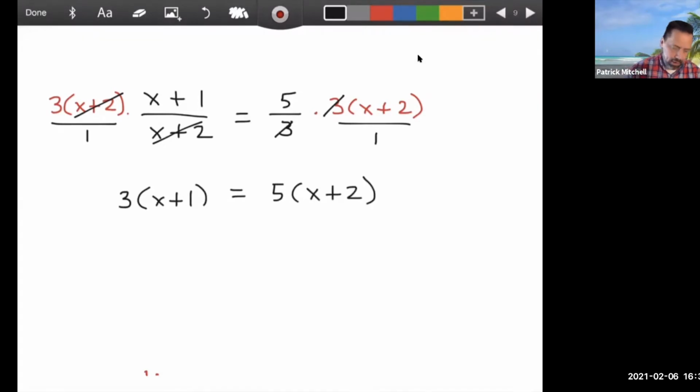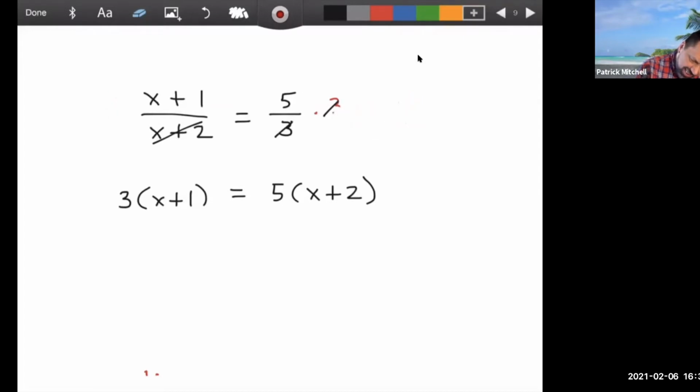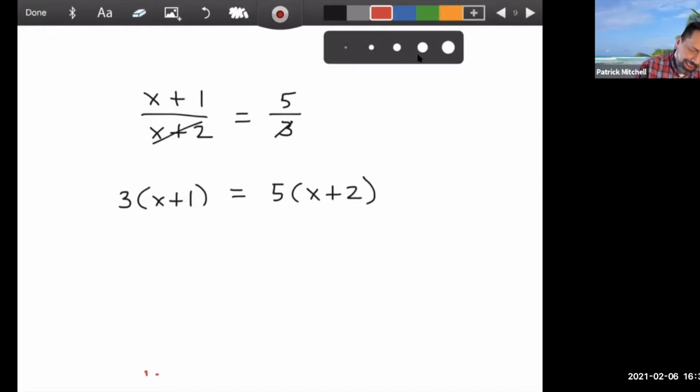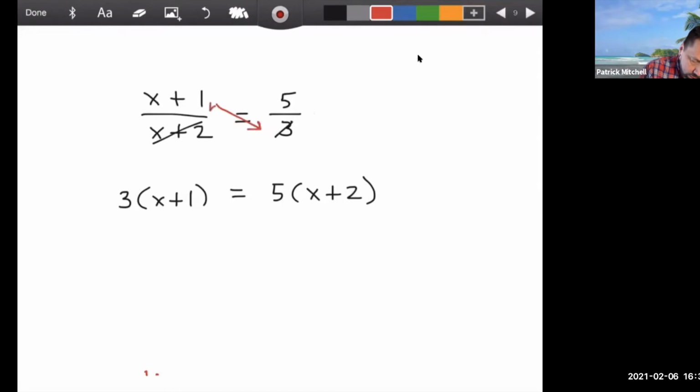Now, I'm trying to get as close as I can to my original equation back. So pretend that those two denominators are not crossed out. All right, what I want to point out to you is that I could have solved this equation just by doing this. Multiply those two together and multiply these two together, right? So that is a shortcut that's called cross multiplying.